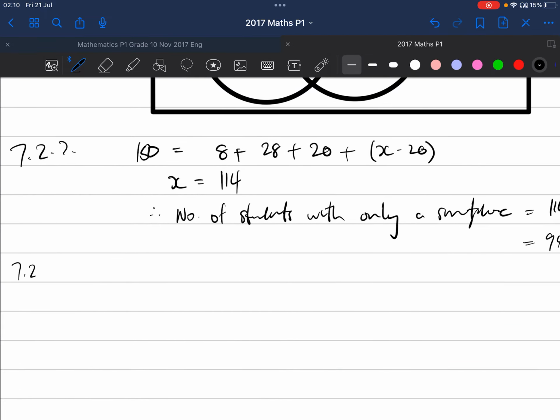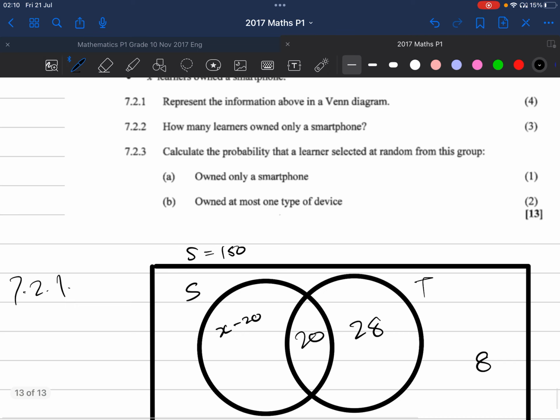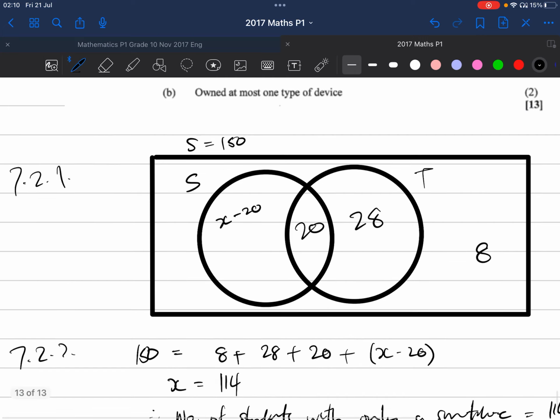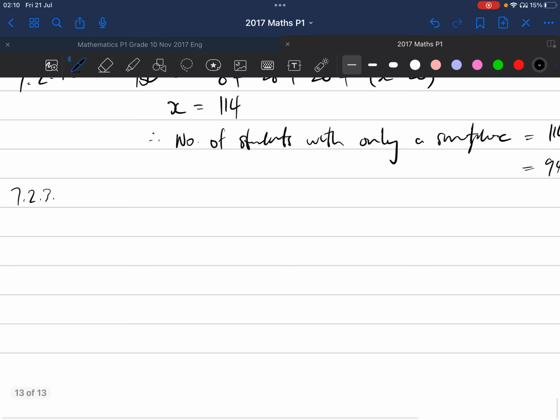Now let's see what 7.2.3 says. It says calculate the probability that a learner selected at random from this group owned only a smartphone. So we already calculated that. The probability of only a smartphone is the number with only a smartphone over the total. So that's equal to 94 over 150. Okay, so you can just punch that into your calculator and see what you get. I get 0.63.